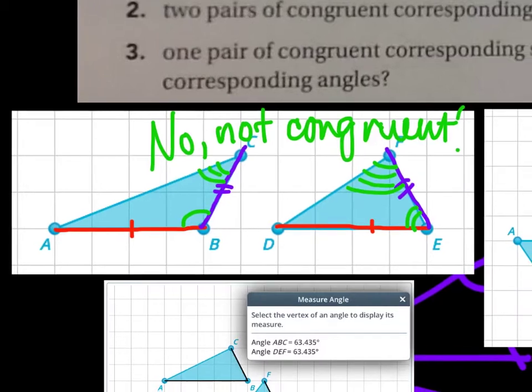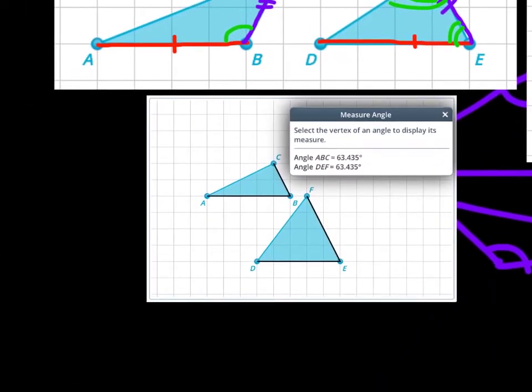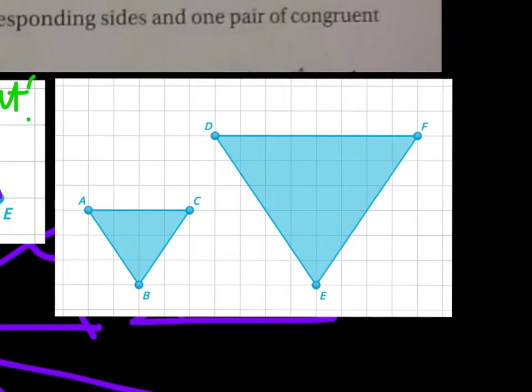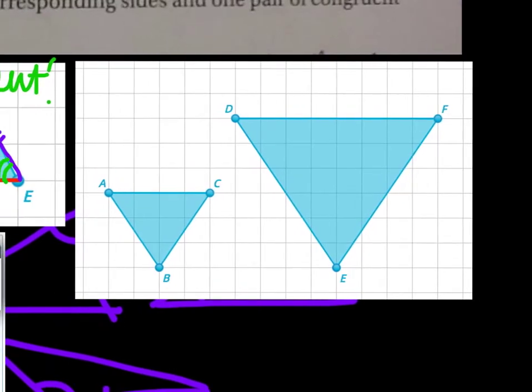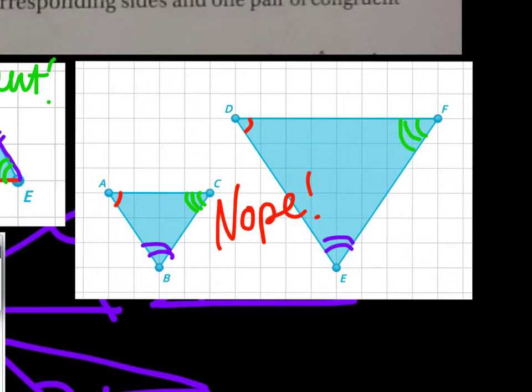Our next one, we have two sets, in fact we have 3 sets of corresponding angles. 3, just like in the last problem. We have 3 sets of corresponding angles. Do we have a congruent triangle? Nope. Not here either. We clearly have similar triangles, but we do not have congruency.